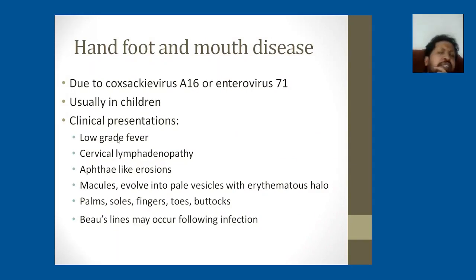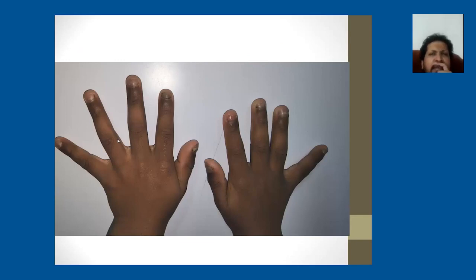Enterovirus 71 is more severe and more likely to cause neurological complications. We spoke about how it can cause acute flaccid paralysis, encephalitis, meningitis, and rarely cardiorespiratory failure and death, which is very, very rare. So don't scare your patients by telling that. And it can be complicated with Beau's lines, as in this patient who had hand, foot, and mouth disease 5 weeks ago. She actually came to me yesterday. If you see the nails, you can often retrospectively diagnose hand, foot, and mouth disease sometimes.